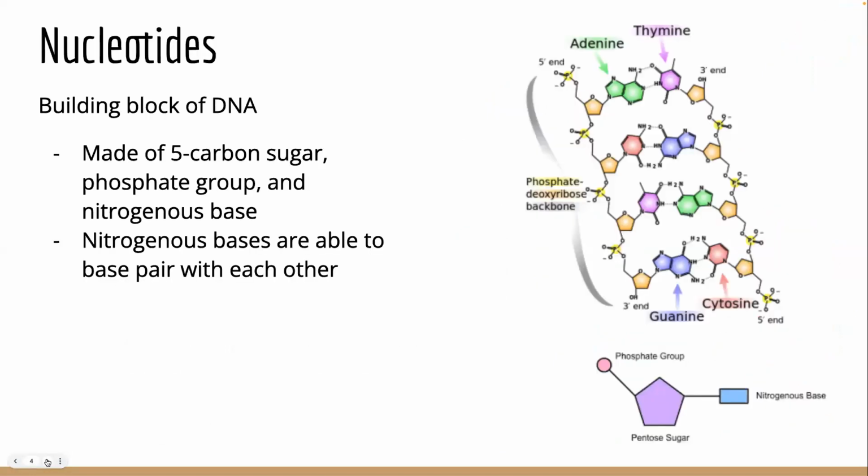So this is just a little bit about the nucleotides. They're the building blocks of DNA. They're made of this 5-carbon sugar. They have a phosphate group, and then the nitrogenous base, which is variable between the different nucleotides. And then those nitrogenous bases are able to base pair with each other through hydrogen bonds.